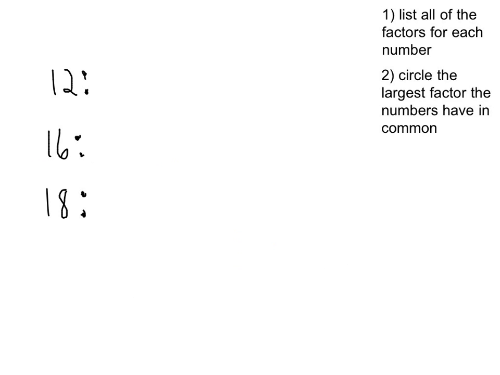For our next example, we're going to find the greatest common factor for 12, 16, and 18. So let's start with the 12. Again, do your easy factors first. That would be 1 times 12. 12 is an even number, so I can use a 2 and a 6. And if you can use a 2, try a 4. In this case, 4 works. 4 times 3, and that's all the factors for 12.